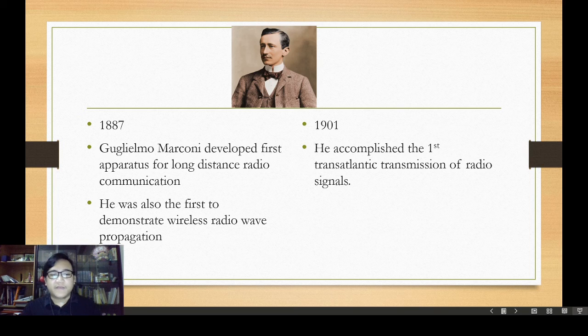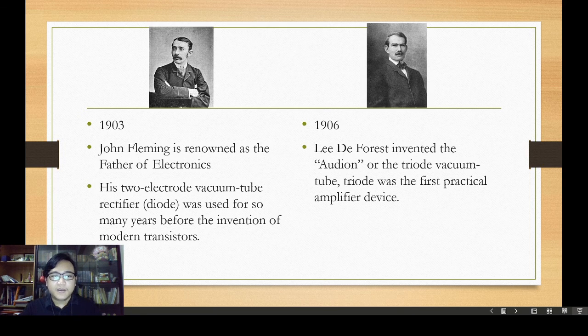In 1887, Guglielmo Marconi developed the first apparatus for long-distance radio communication. He was first to discover and demonstrate wireless radio wave propagation. In 1901, he accomplished the first transatlantic transmission of radio signals. In 1903, John Fleming, renowned as the father of electronics, invented the two-electrode vacuum tube rectifier, or diode, which was used for many years before the invention of modern transistors.